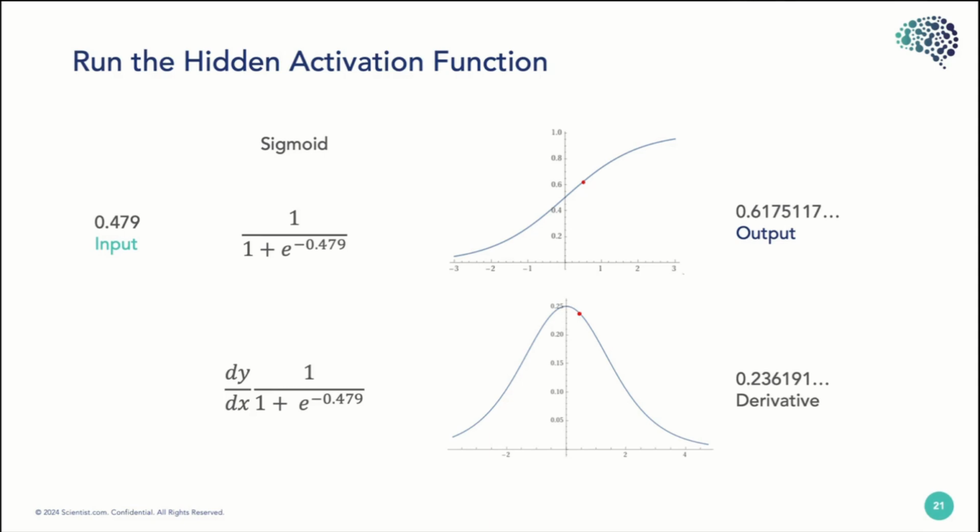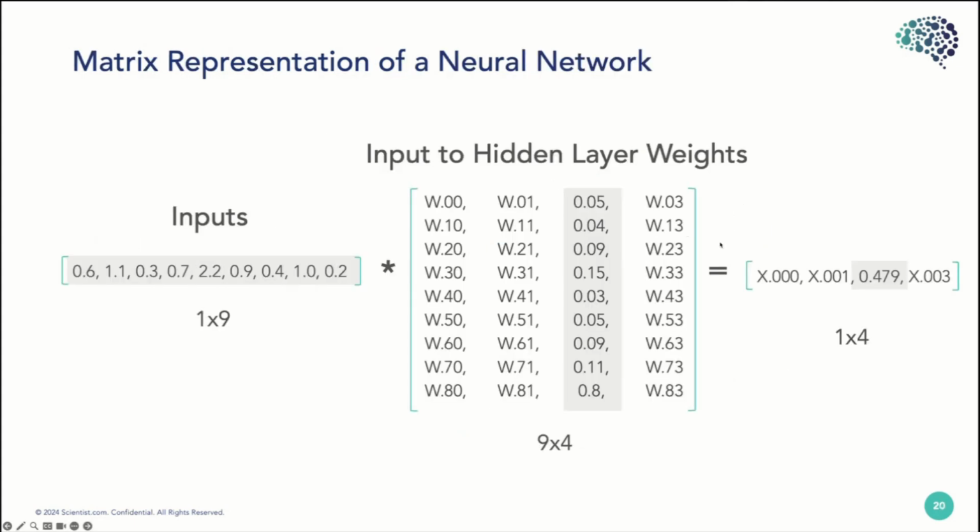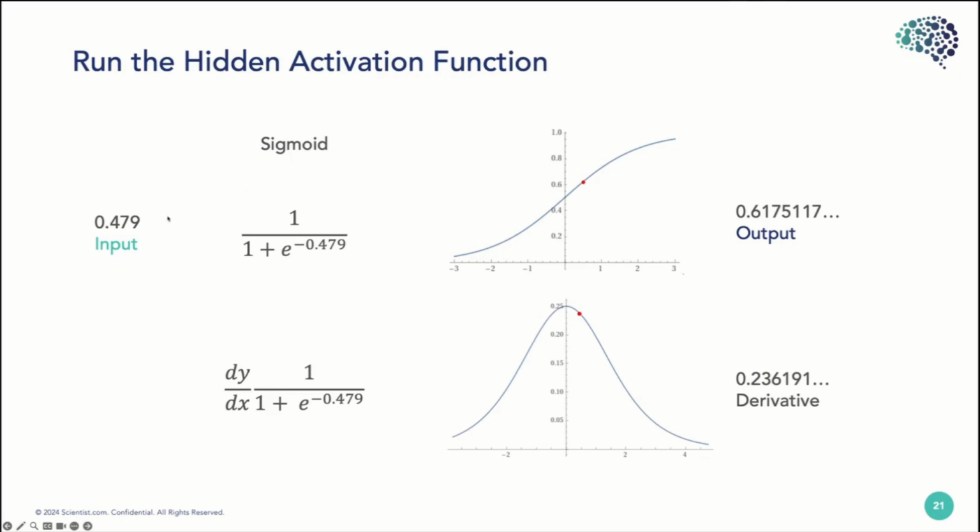I've chosen to use the sigmoid activation function. Right? And this is the graph of the sigmoid. And this is the function for sigmoid. It is 1 over 1 plus e to the negative x. The function itself doesn't really matter. But we saw here that the input to our hidden layer for our example node was 0.479. So that becomes the input to our activation function. And when I run that, I get 0.617 and change as the output.